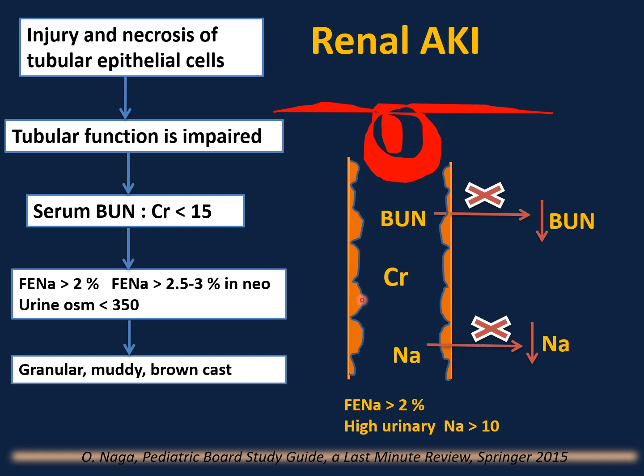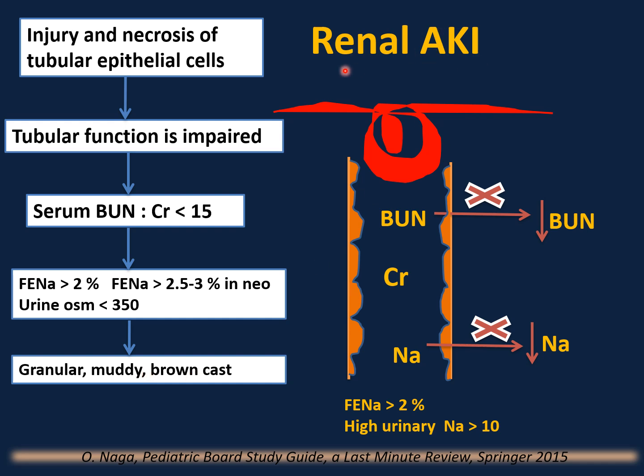Normally it is 15. Also, the renal tubules are damaged, and this will affect the reabsorption of sodium, and this will be associated with increased urinary sodium. So you will have the FeNa more than 2% and a high urinary sodium. Also very important to know that damage to the renal epithelial cells will cause death and sloughing of the epithelium of the renal tubules, and this will be casted in the shape of the renal tubules and will be urinated out in the form of granular muddy brown casts. And this explains why we have muddy brown casts in cases of renal acute kidney injuries.